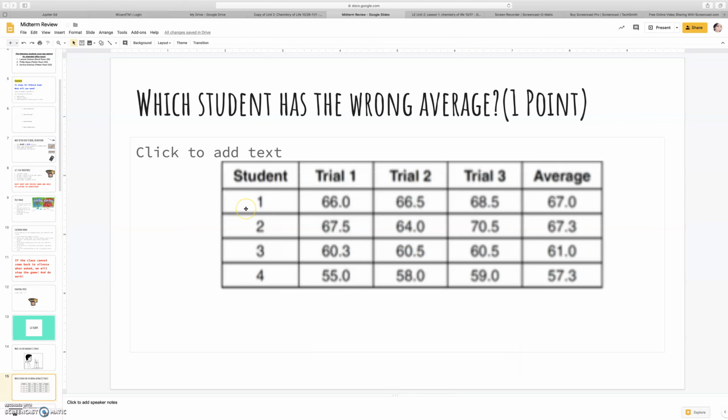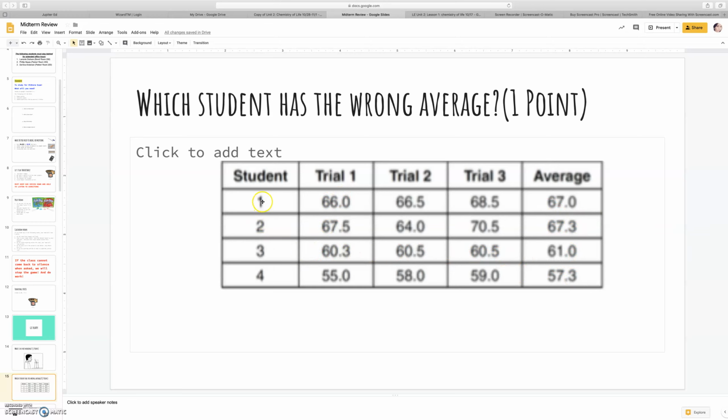Okay, next. Now this was part of the game. An average is taken when you add all trials, get a number, and divide it by 3, and then you get an average. You were asked during the game which one was an incorrect average of these trials.